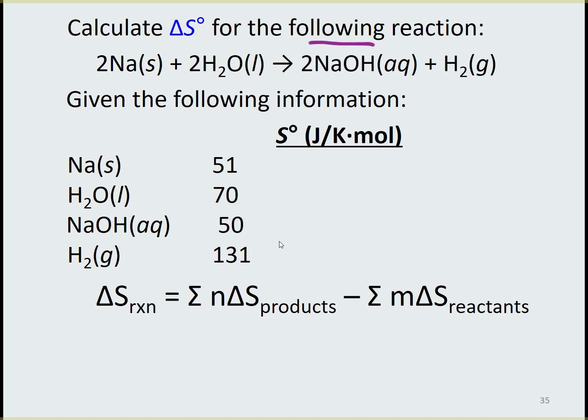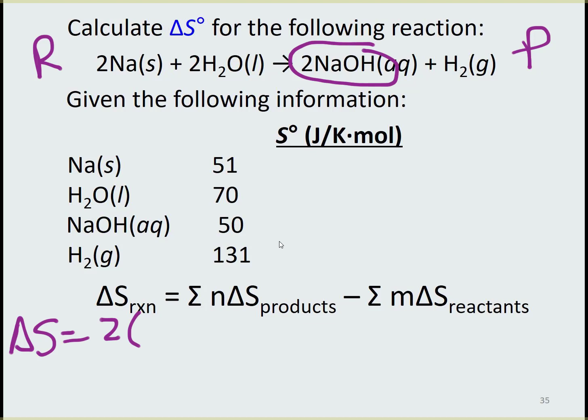So we have on our product side, and this one's our reactant side, our product side we have 2 moles of our NaOH. So that would be 2 times 50. And I'm going to add it to 1 mole of our gas right here.